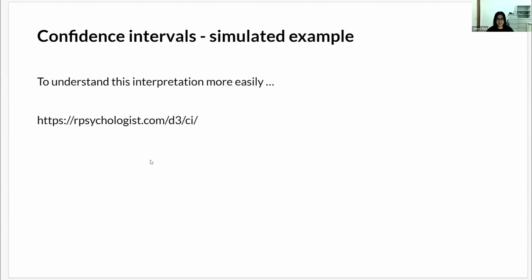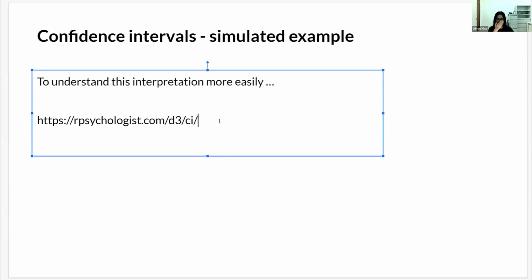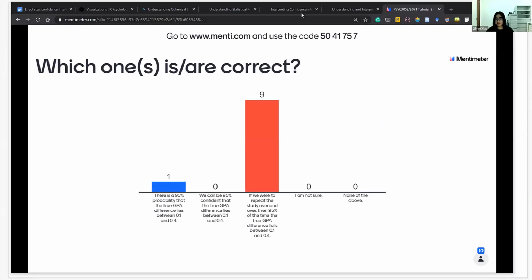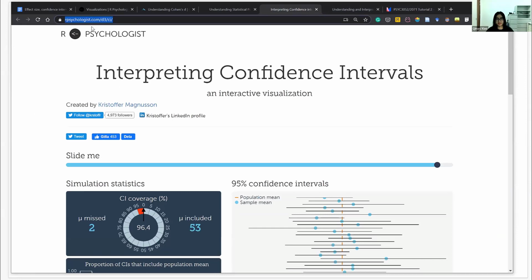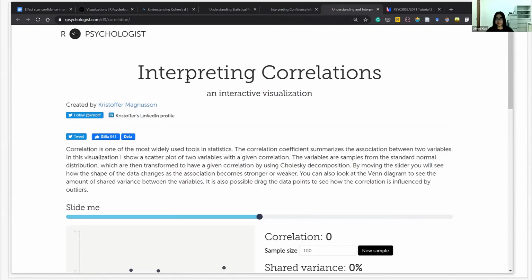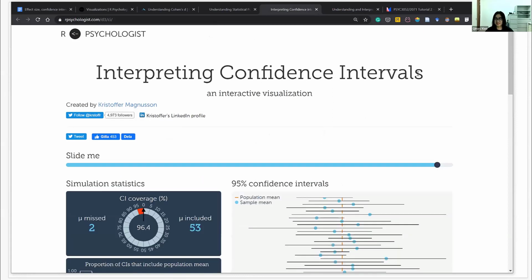So how do we understand this? It's good that we understand this with some visualization. I strongly recommend this website to you, which has a bunch of interesting and interactive visualizations that help you understand many statistical concepts and phenomena. This one is on interpreting confidence intervals.